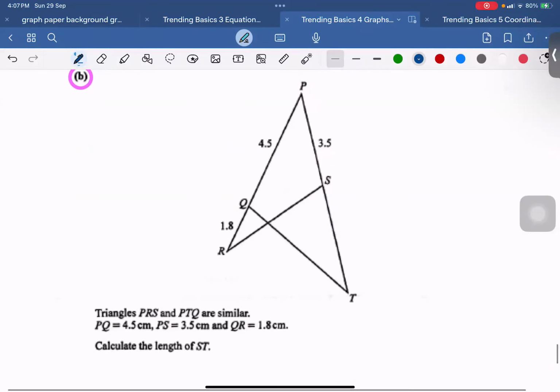Next, find the triangles. They say PRS is similar.